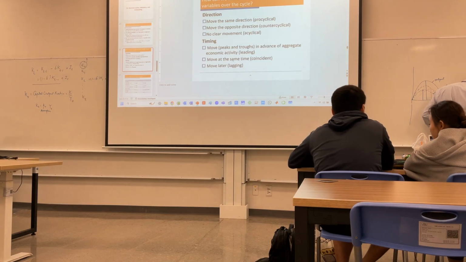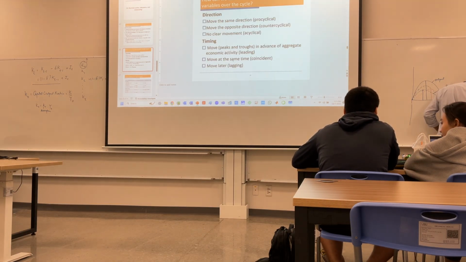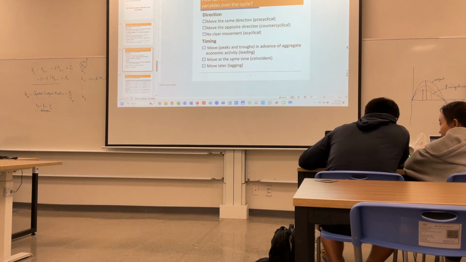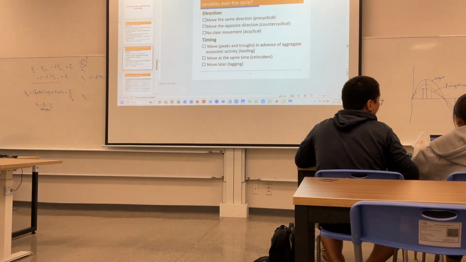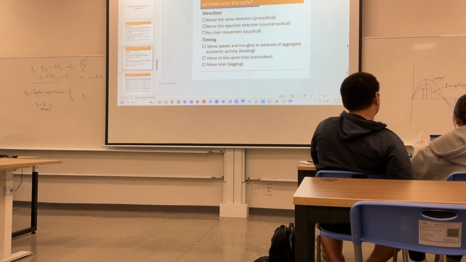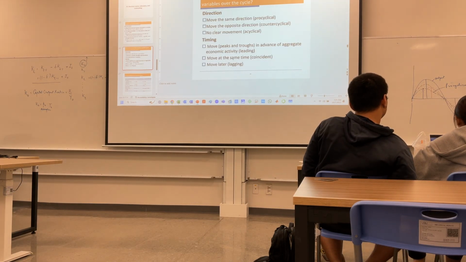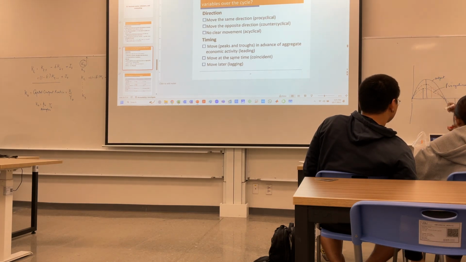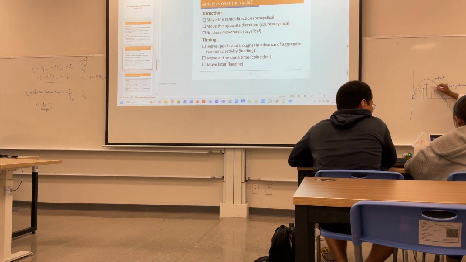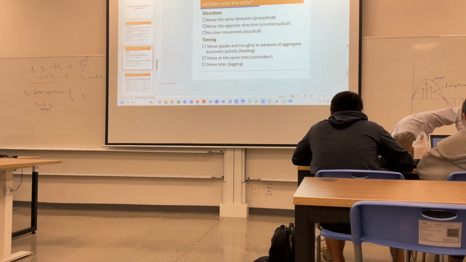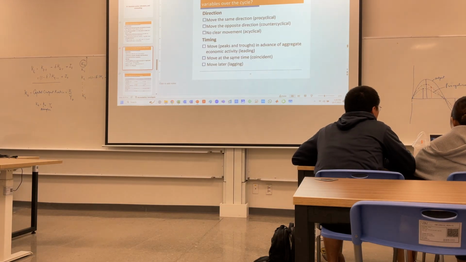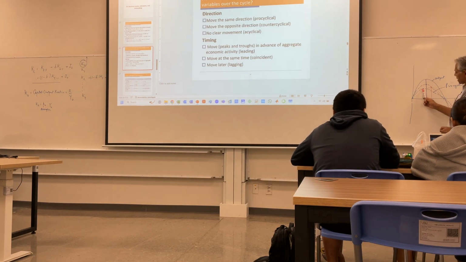Consider. And it's happening at the same time. So it is coincident. Incidence means happening, and coincidence means that it's happening at the same time as the business cycle. So this is the bottom, this is the top, and for the other one, this is the top, and this is the bottom.